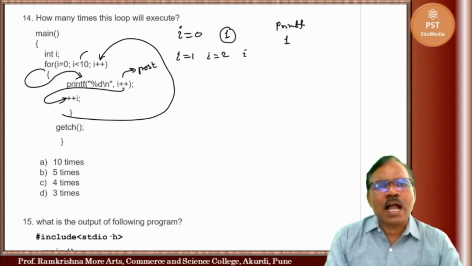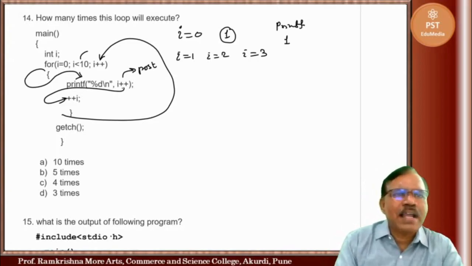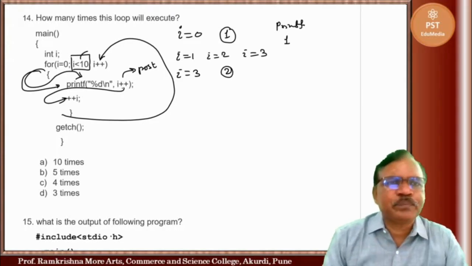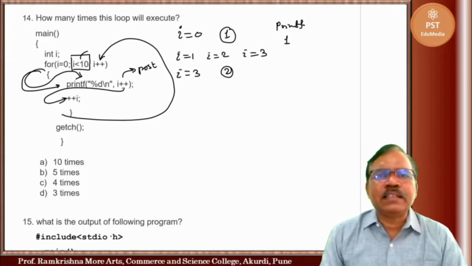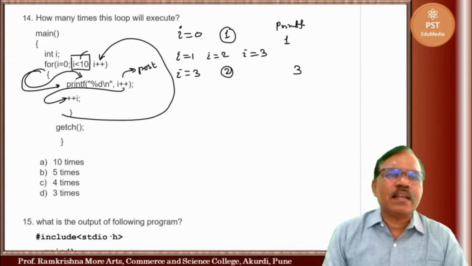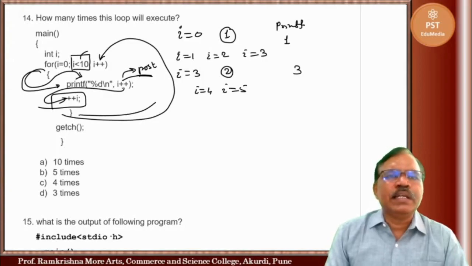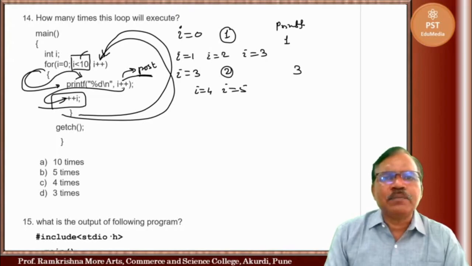And now it comes here, i plus plus, so i becomes 3, i less than 10, true, so it goes here, so i equal to 3, so the second time it is evaluated. Now it will print 3, then i will be increased, so i becomes 4, then due to this statement i becomes 5, it goes back, i becomes 6.